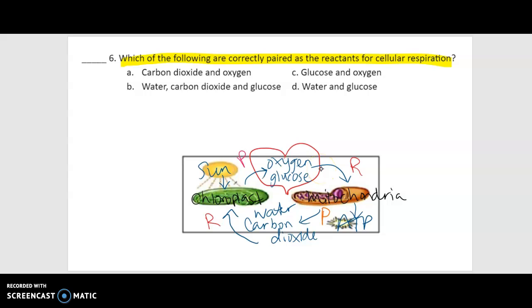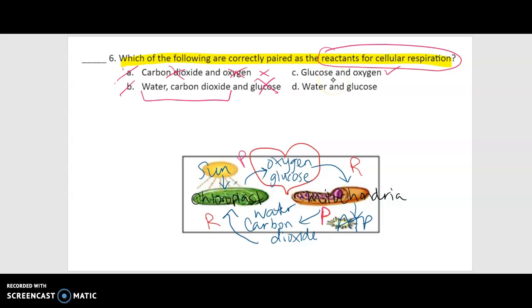So correctly paired as the reactants for cellular respiration. So looking at our pairings, carbon dioxide and water are never together, so we can get rid of A. Water, carbon dioxide, and glucose, they're never together. Water and carbon dioxide are, but glucose is not.